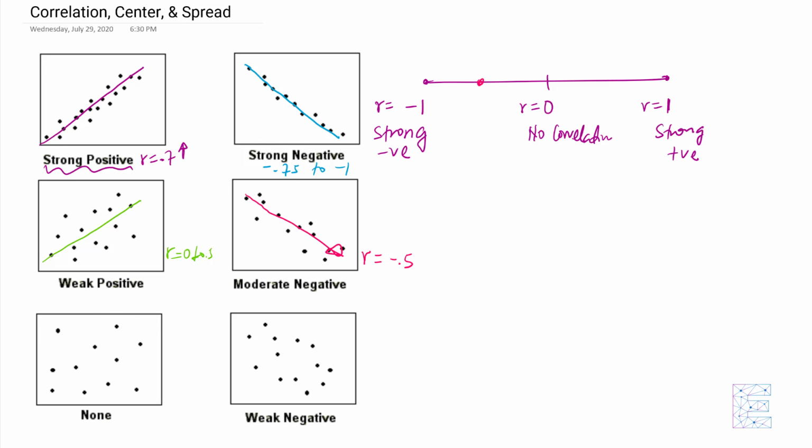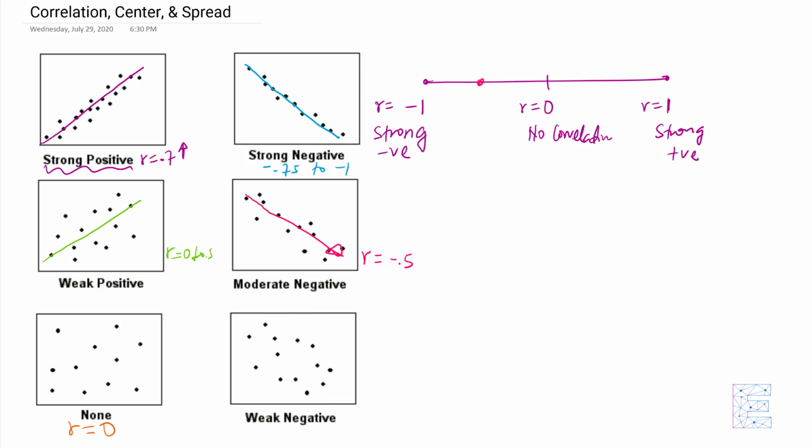So the next graph down here is really not showing any trend. We can't tell if the graph is going this way or this way. The points are just spread everywhere. And that will be a no correlation. So the R value here, if you had to guess it, would of course be 0, or very close to 0.